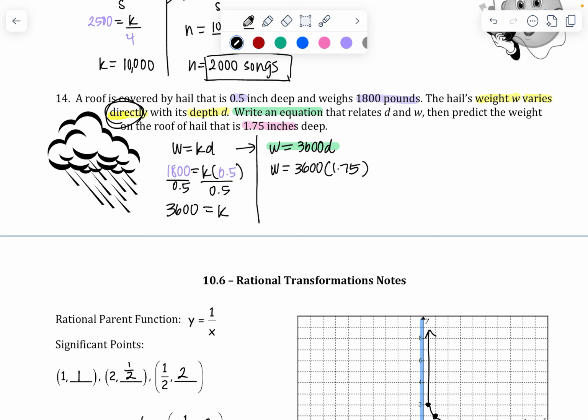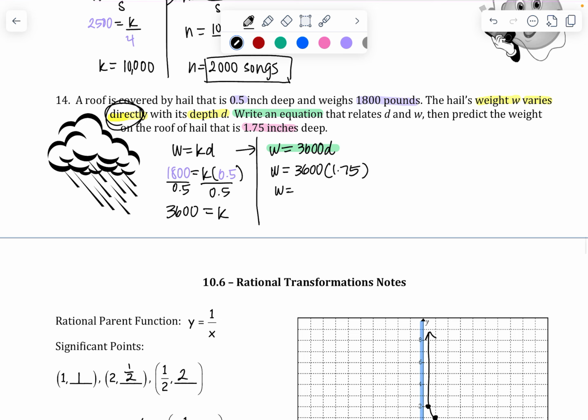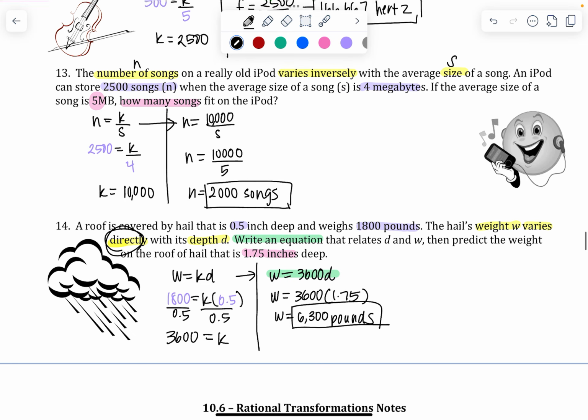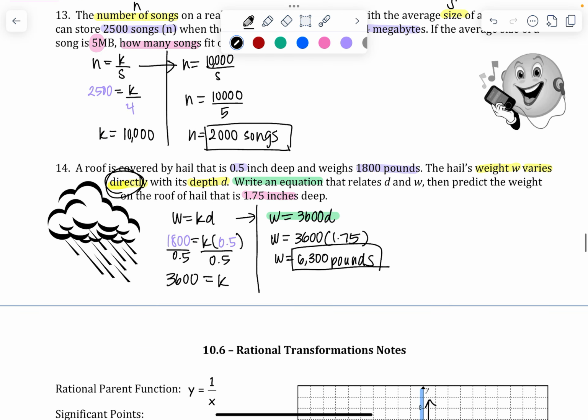We get 6,300. And then weight is being measured in pounds. So be careful whether it says directly or inversely, and then don't forget your units.